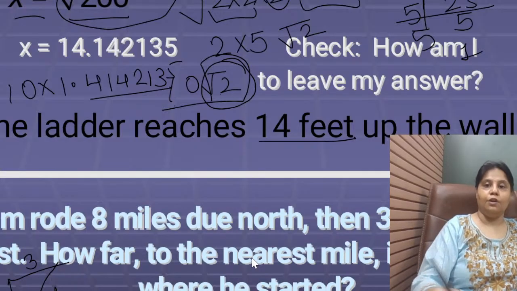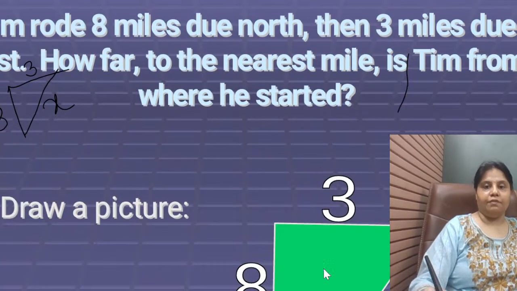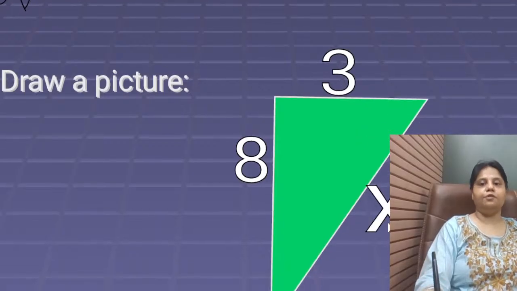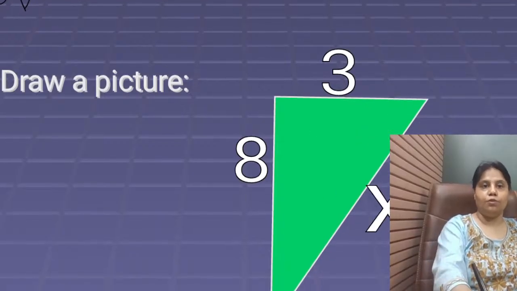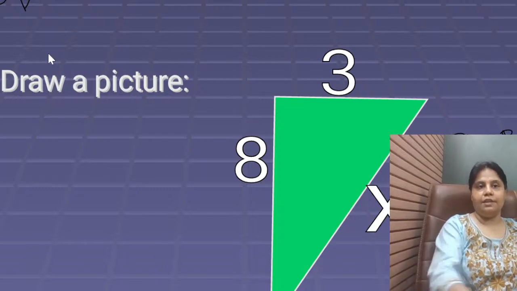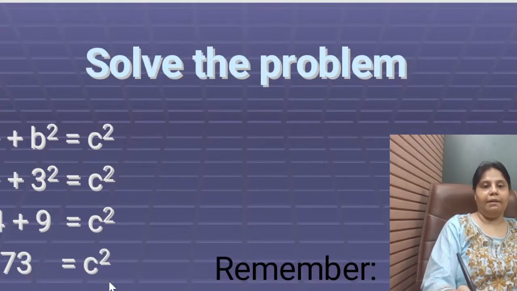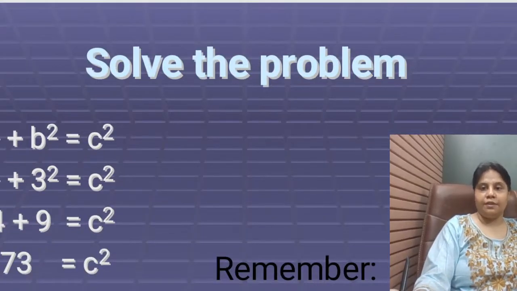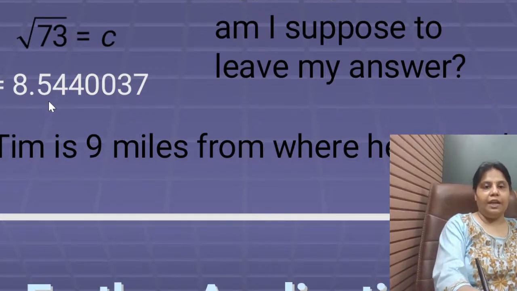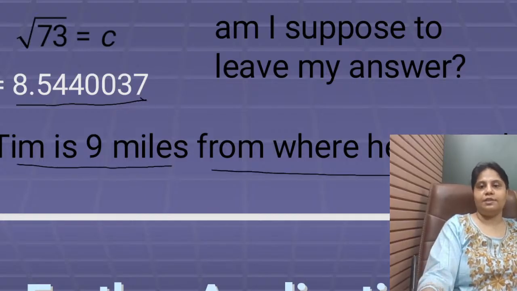How far to the nearest mile? This is x. Let's check the diagram, as this is given in the question. So we need to find this and this. A and B are given here. A is equal to 8 and B is equal to 3. C is x. As per that, we will apply the formula, and by applying the formula we get approximately 8.5440037. That is, Tim is 9 miles from where he started.